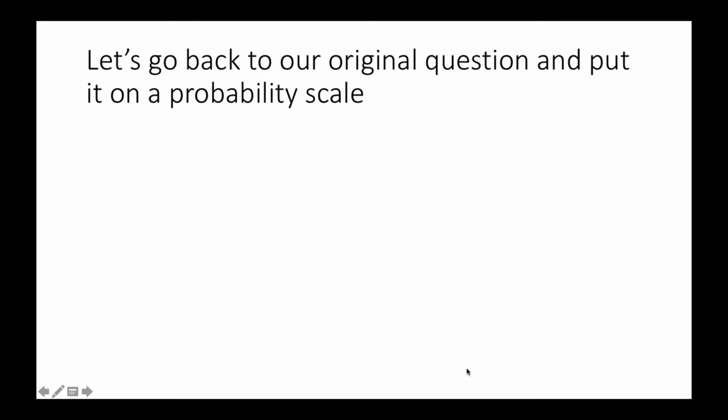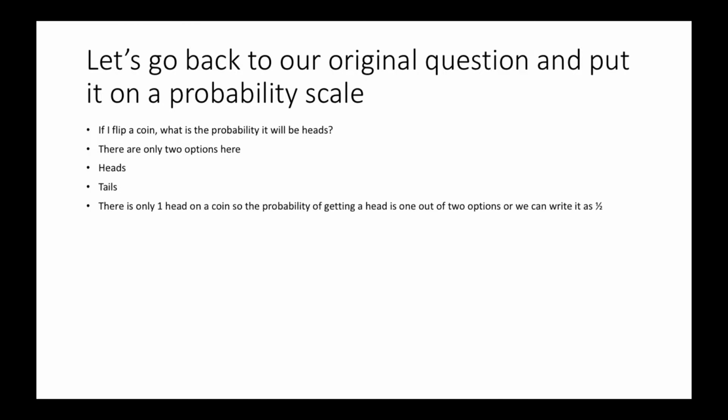So let's go back to our original question and put it on a probability scale. If I flip a coin, what is the probability it will be heads? Well, we said that we've only got heads and tails, so the probability will be a half, 1 out of 2. 1 out of 2 can be written as 0.5. When we have a probability scale, you can write it as fractions, decimals or percentages, but I think it's nice to write it as a decimal or a percentage.